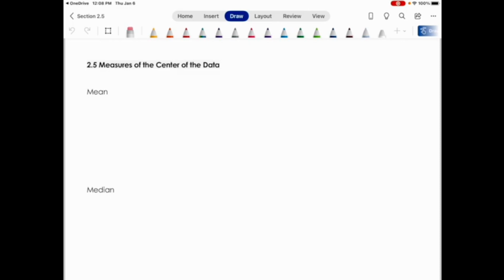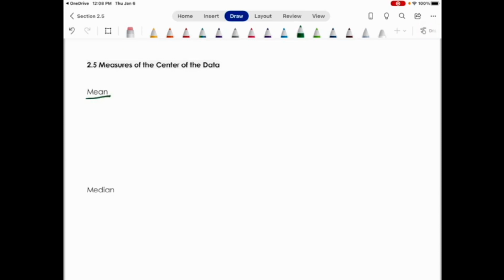Now, when we talk about measures of center, what we mean is a value that describes the data by summing it up in one value. So it's a way for us to give a representative or a typical value in the data set. There are 3 commonly used measures of center. We have the mean, median, and mode.